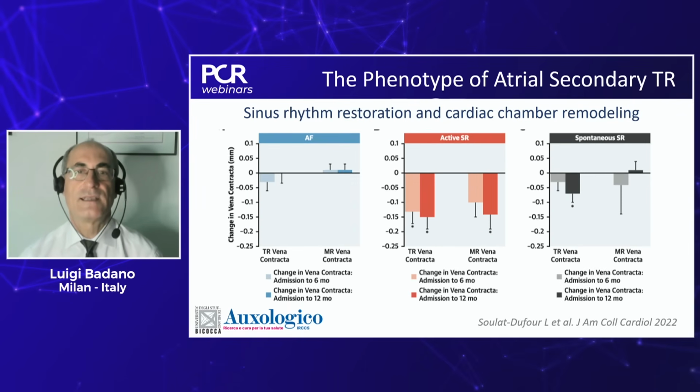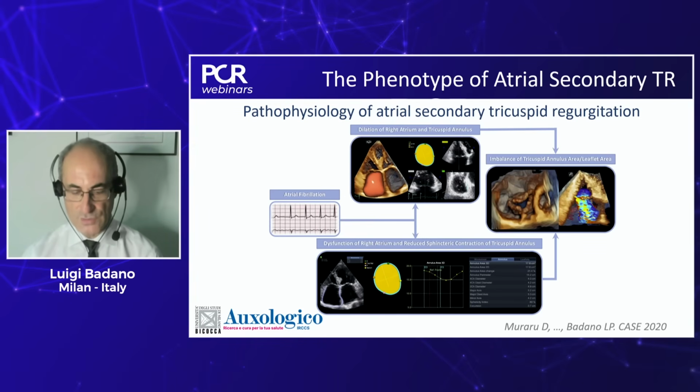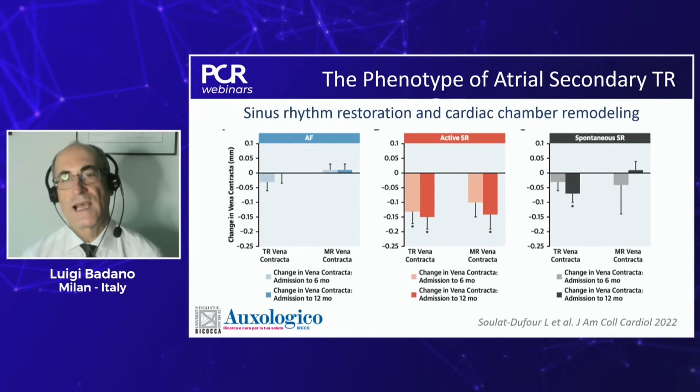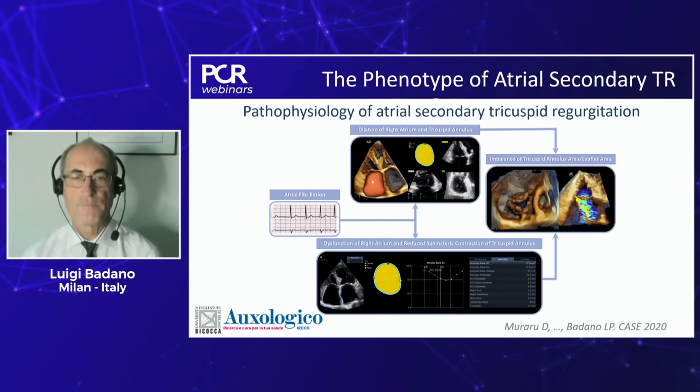When we look at the tricuspid regurgitation and the mitral regurgitation, once again, there is no change in the severity of the regurgitation in patients with persistent atrial fibrillation. There was a regression of the severity of both the tricuspid and the mitral regurgitation in patients who had an active restoration of the sinus rhythm, as well as in patients with spontaneous restoration of the sinus rhythm, confirming in this prospective population the findings that we had in our single case.